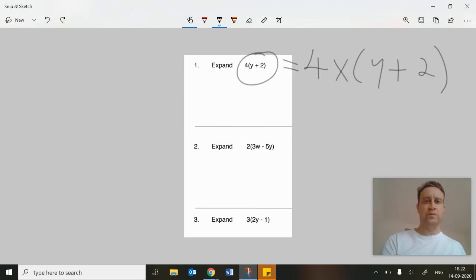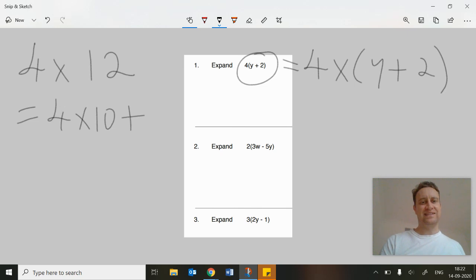Let's think about this one a little bit. If I said 4 lots of 12, that would be the same as me saying, well, that's 4 times by 10 and 4 times by 2. In other words, 12 lots of 4 is the same as 10 lots of 4 and another 2 lots of 4. Okay, well, I'm going to do something really similar with this as well.